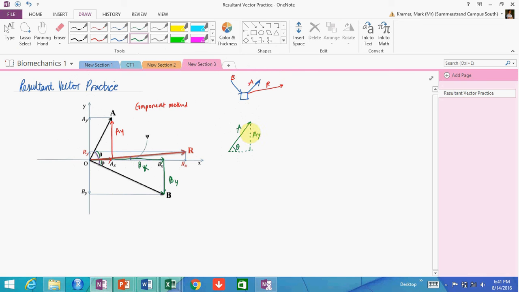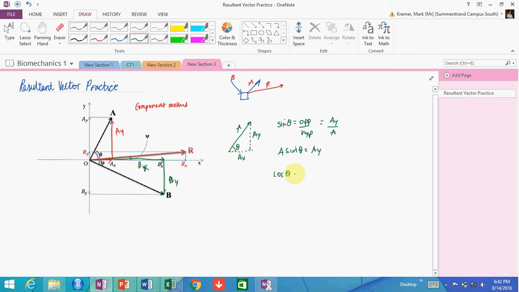If I wanted to find AY, it's the side opposite the angle, and I've got the hypotenuse. If you are confused about what's the opposite, hypotenuse and adjacent, please look at one of the previous videos that covers it in detail. For now, I'm just going to breeze through it. In essence, the sine of an angle is equal to the opposite divided by the hypotenuse, which in this case, using the labels, would be AY over A. Therefore AY, if I multiply A over to the other side, is A sine of that angle, which gives me the AY component.